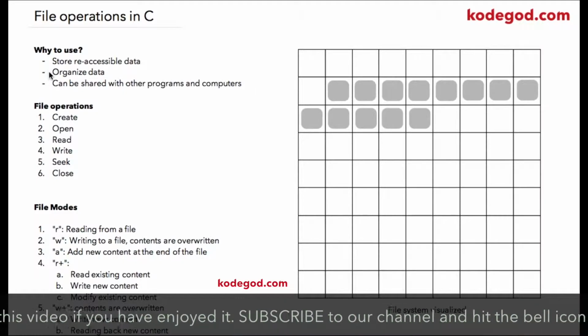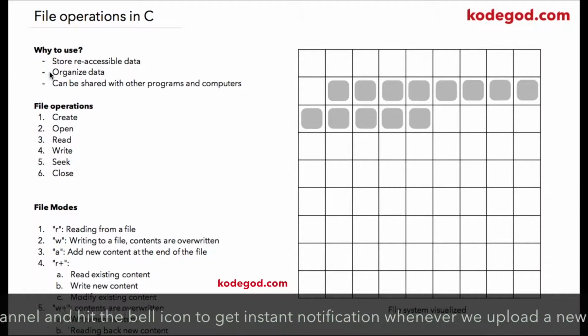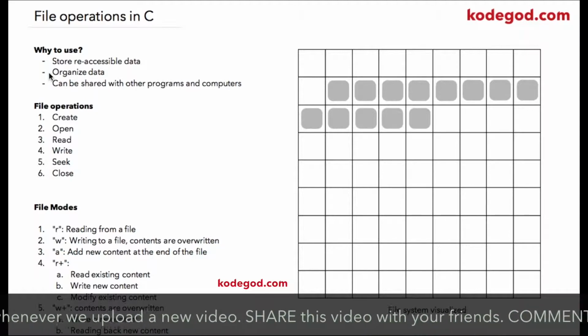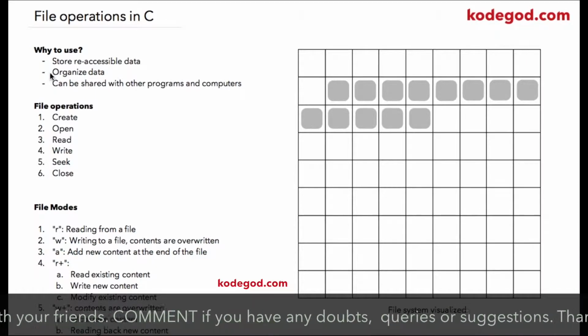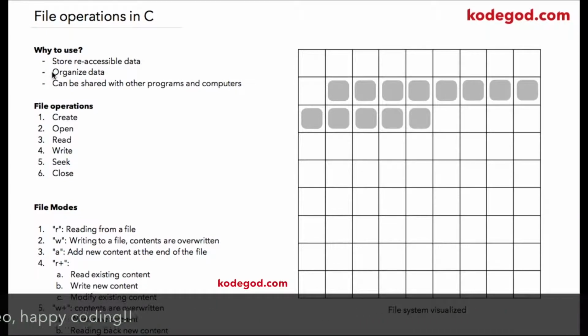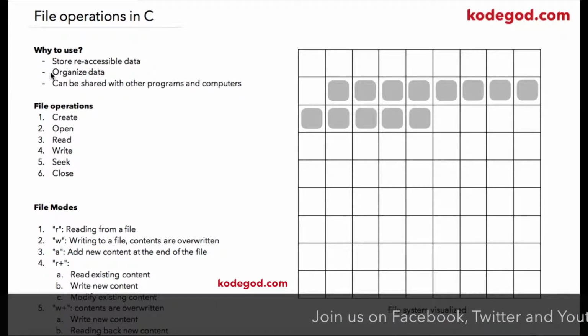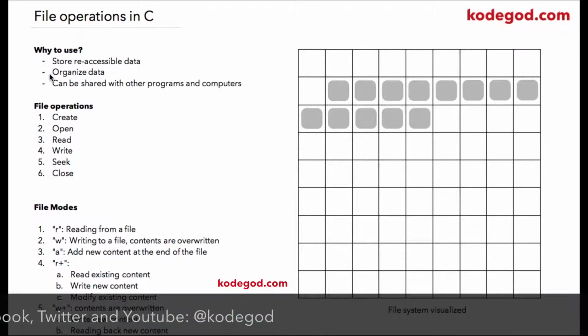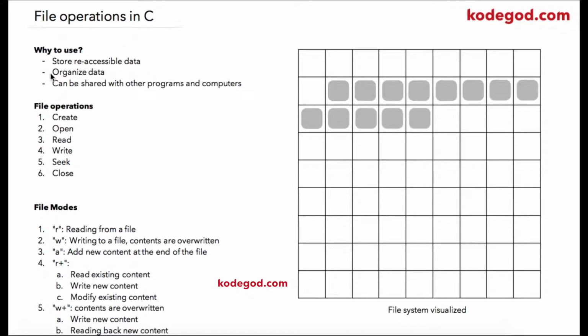Another advantage of using files is that your files can be shared with other programs and other computers. For example, when you create a file in C, that file can be opened in any text editor. So that is how we can re-access the data and it can be shared with other programs and computers. These are the main important advantages of using files. In C language, we can perform all these operations over files.